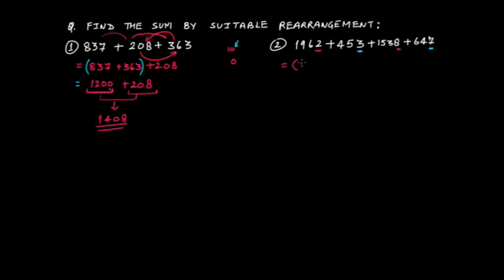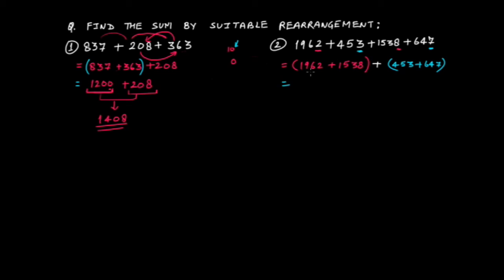Okay, so the arrangement would be like this: 1962 plus 1538. And the next arrangement would be 453 plus 647. The reason we group these together is that you check by adding the last digits whether you're getting 0 or not. So here if we add 2 and 8, we'll get 0 in the last. Here also 7 plus 3, you would get 0 in the last.